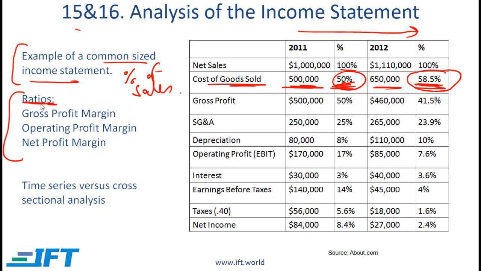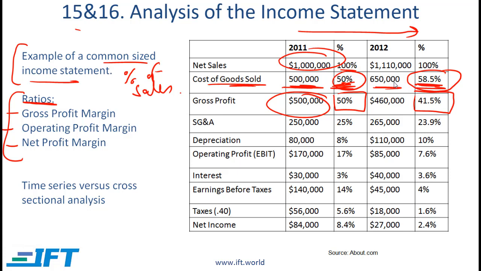Some of the most important ratios that you can extract from the income statement are gross profit margin, operating profit margin, and net profit margin. Gross profit margin is equal to the gross profit divided by sales. And notice that that number is also given in the common sized income statement. Gross profit divided by sales is 50% over here. Gross profit divided by sales for 2012 is 41.5%. So it looks like the gross profit is going down, which makes sense given that the cost of goods sold is going up.